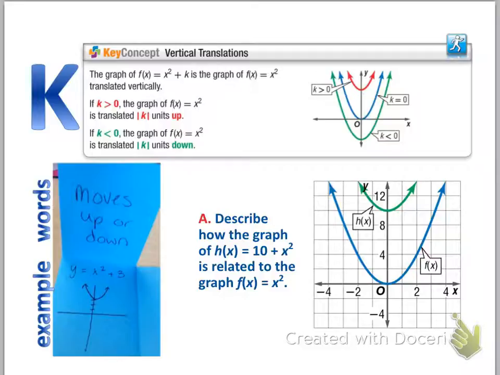So let's start with the K. Remember in the work that we did yesterday, the K has to do with whether the vertex will move up or down. If K is positive, it will move up. If K is negative, it will move down.